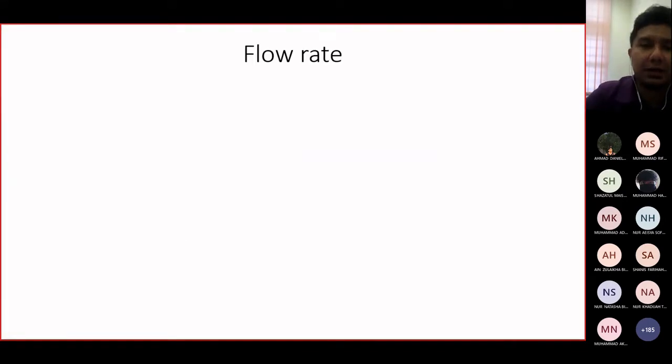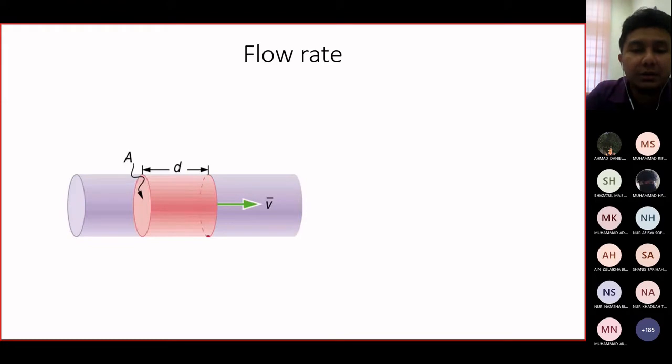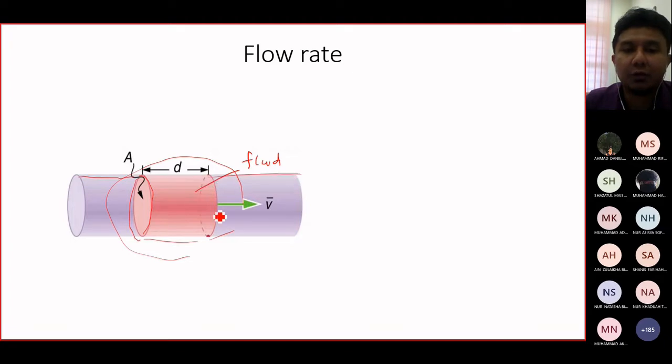What is flow rate? What does it mean by flow rate? Imagine we have a pipe, and inside the pipe is fluid. This volume of fluid, or we say water, we can draw like this. This is the volume of a fluid, and of course it continues, but we only want to specify this volume of fluid, this part only. Here it is moving.